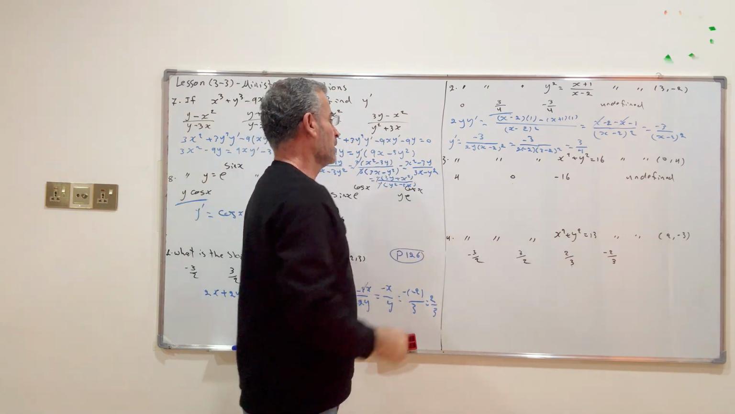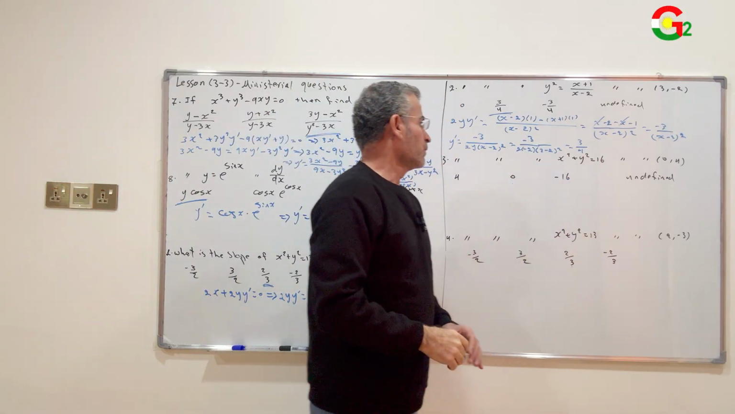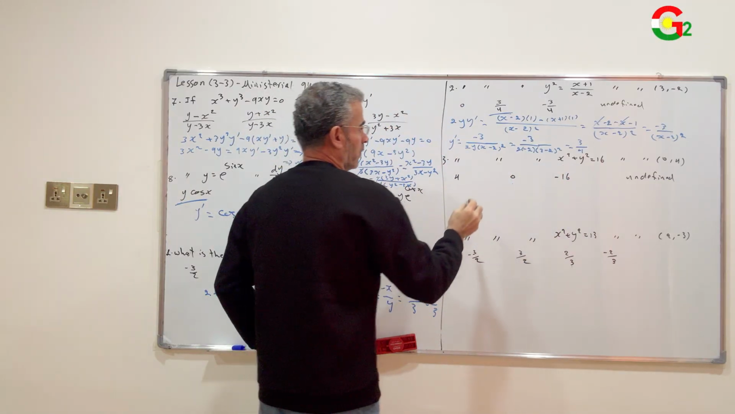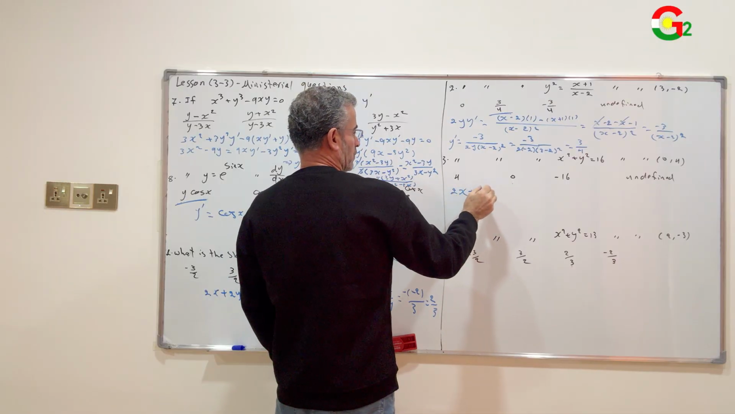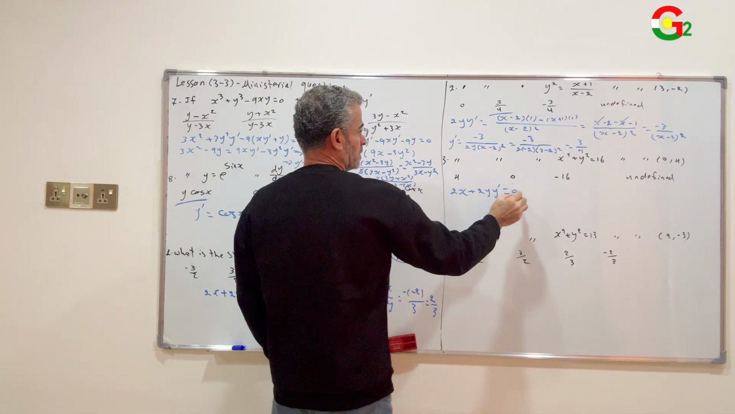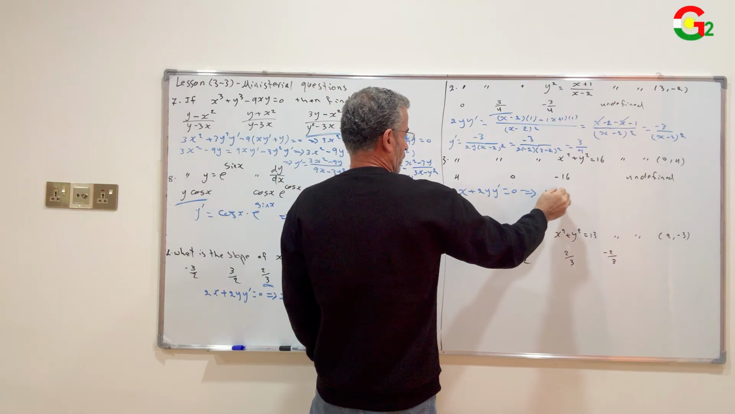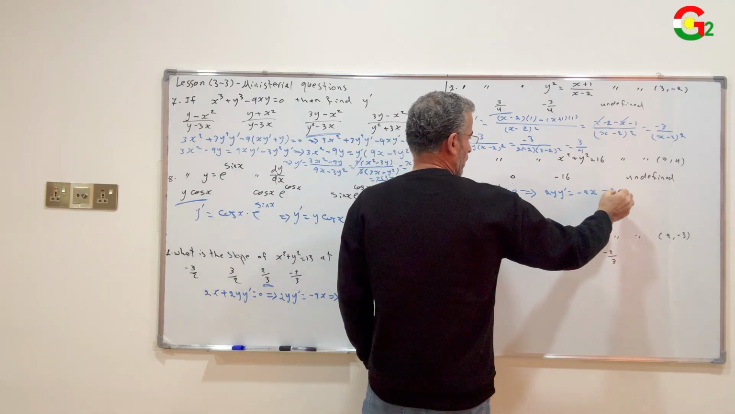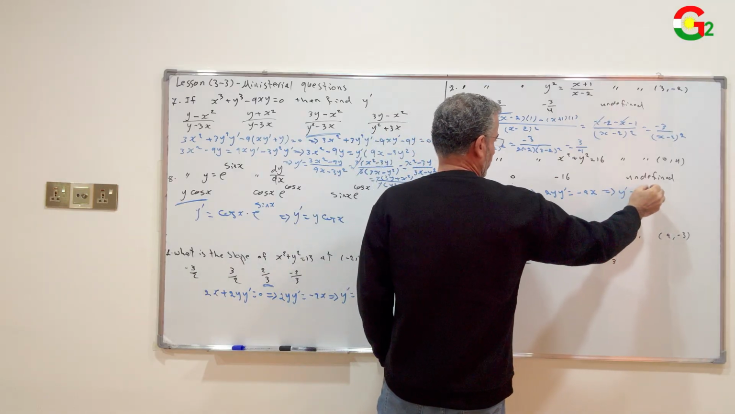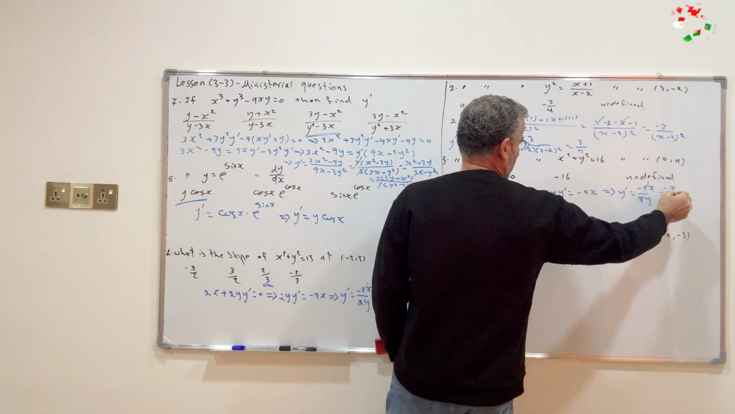Question number 3. Find the slope of the curve x^2 + y^2 = 16 at the point (0, 4). Differentiate both sides: 2x + 2y y' = 0. Then 2y y' equal to -2x. Then y' equal to -2x over 2y, equal to -x over y.